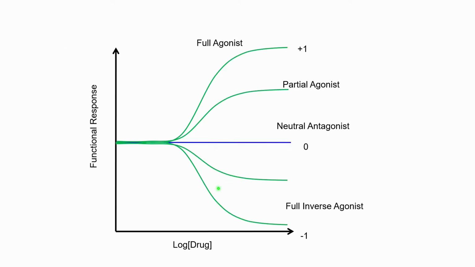You can draw such a chart. So functional response will be 0 if you have antagonist. It will be some fraction if you have partial agonist. It will be +1 if you have full agonist. And it can be negative right here. Negative is not much important. Mostly we deal with this area.